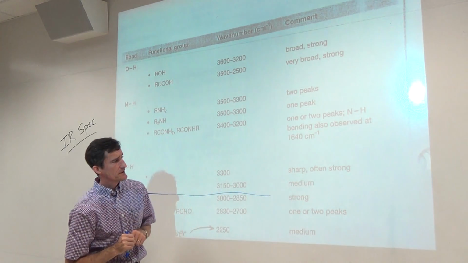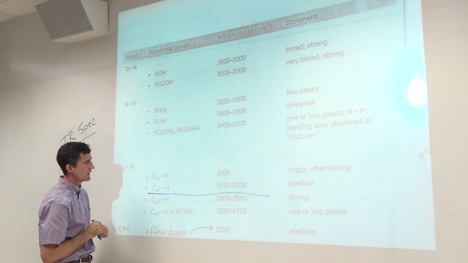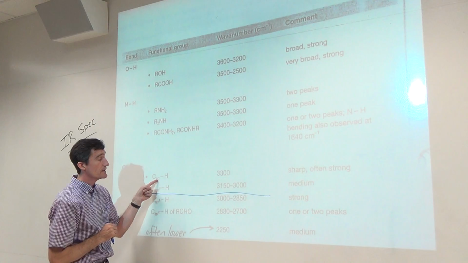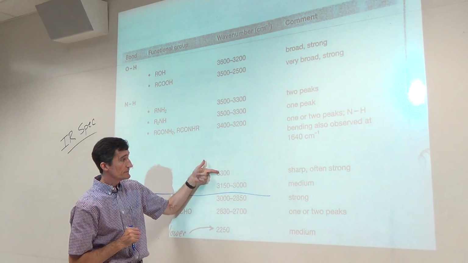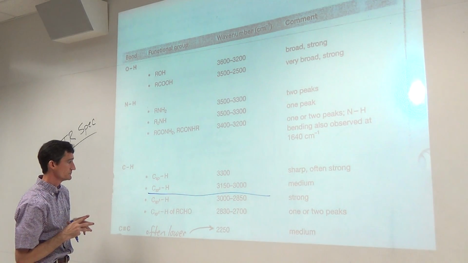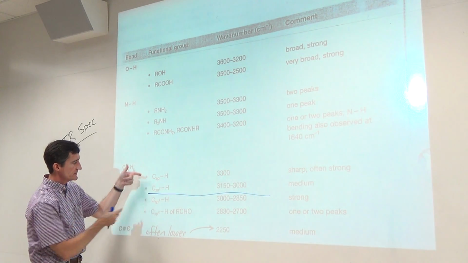This pretty much doesn't mean much to me. Your sp CH, which is going to be like in an alkyne, about 3300. Now it is pretty sharp often. One exception to these three.